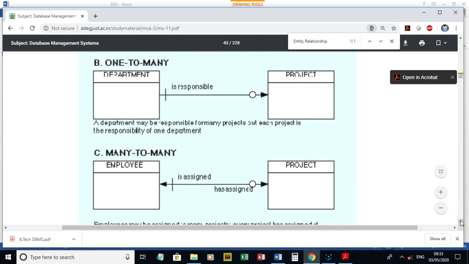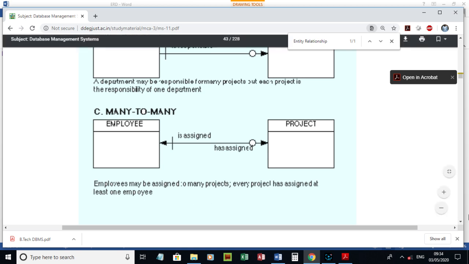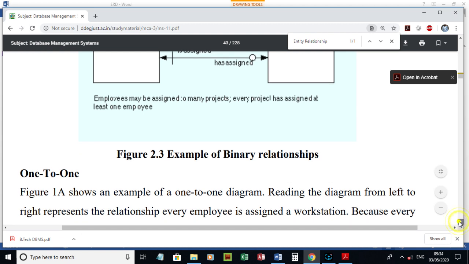Right. Then we have many to many. That is employee and projects. An employee is assigned to zero or many projects, or many projects are assigned to at least one or many employees. Many to many. Okay, that is it. So an employee may be assigned zero or many projects, or every project is assigned to at least one employee. I think the interpretation is wrong here. So that is the binary relationship.